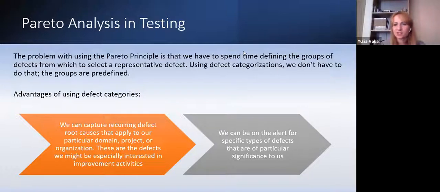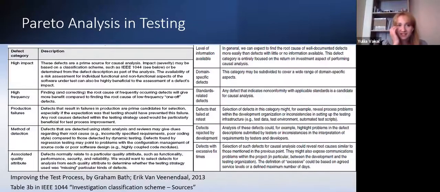And I just mentioned that if you have these categories, it could help you to speed up the process. That's the most complicated part about the Pareto analysis. If you've done it correctly, everything else should be easy. Yeah, that's one example. I took it from the standard IE 1044 investigation classification schema.